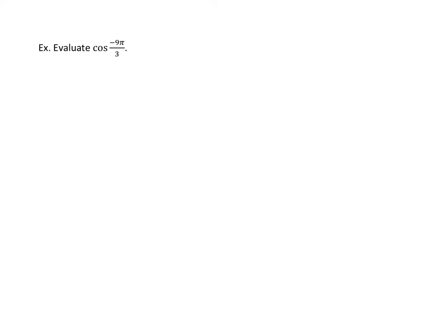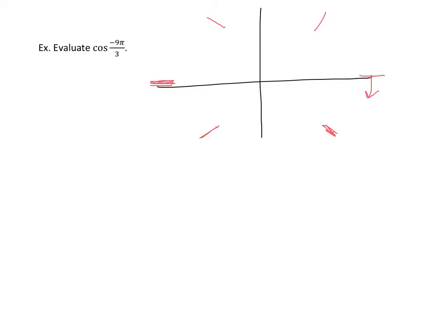Okay, so let's think about where negative 9 pi over 3 is. If I divide this up into thirds, I know I've got to go down, so this could be 1/3, 2/3, 3/3, 4/3, 5/3, 6/3, 7/3, 8/3, 9/3. It's going to land right here. Okay, so here's my angle coming out, and I think I went around this because that would be 6, 7, 8, 9. So here's how I got to negative 9 pi over 3.